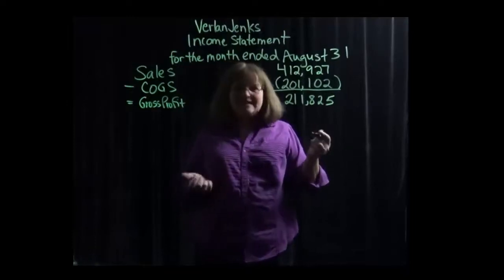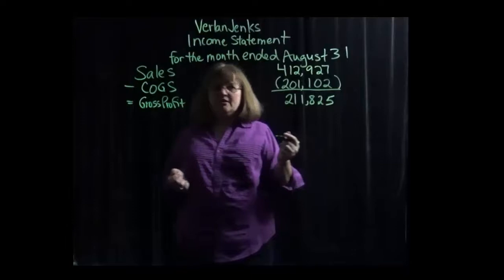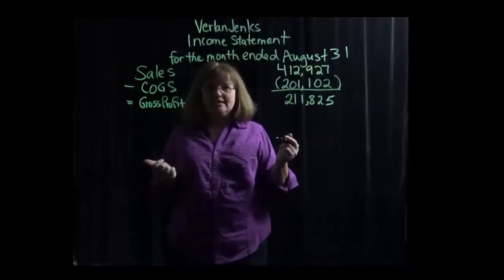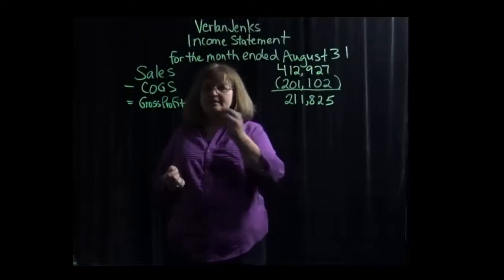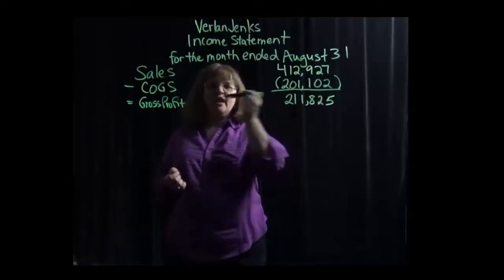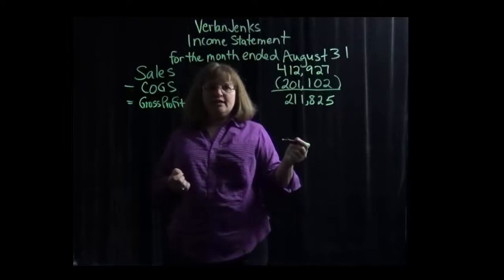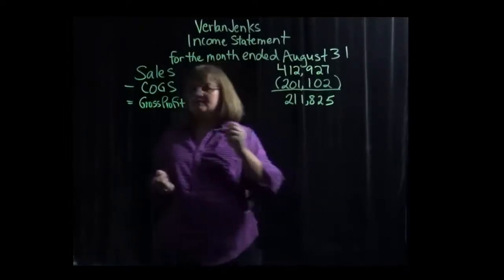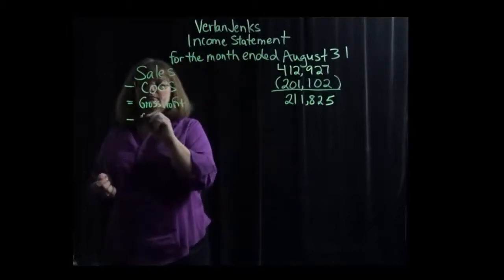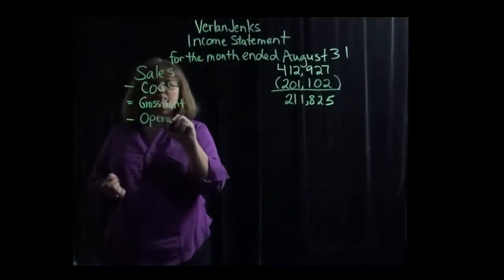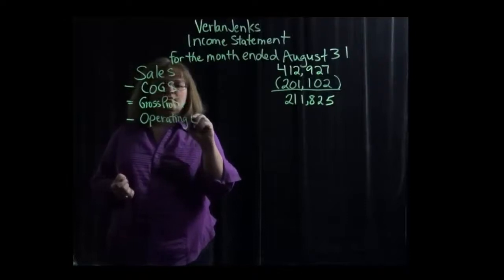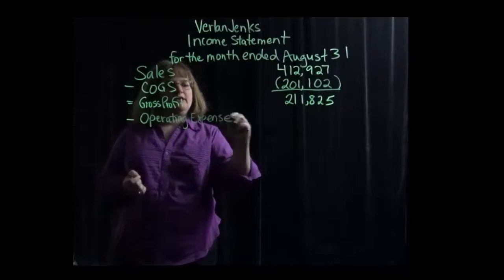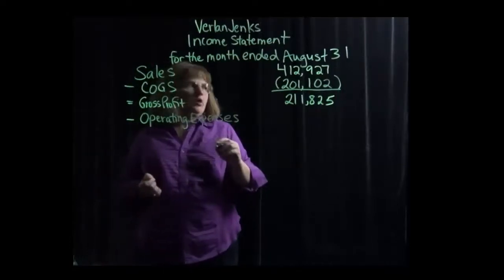Okay, the second important subtotal on a multiple-step income statement is the income from operations, or sometimes you call it operating income. And you calculate that by taking the gross profit that you just calculated and then subtracting the operating expenses. So what we're going to subtract out next are the operating expenses. And so we'll put in the operating expenses and then we'll list them under here.